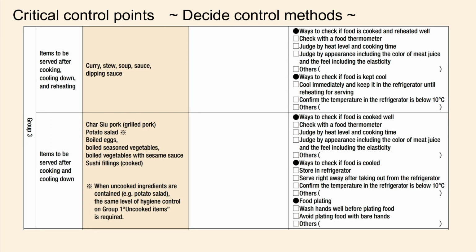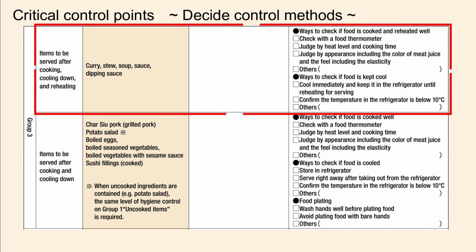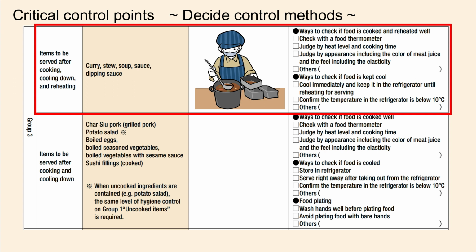Next is the third group, items served after heating, cooling, and reheating. This group includes curry and stew. Ways to check if food is cooked and reheated properly is the same as for the second group. It is important to make sure that the food does not remain in the dangerous temperature range for a long time after heating and during the cooling stage. So, it is necessary to cool the food promptly by, for example, dividing the food into small containers.